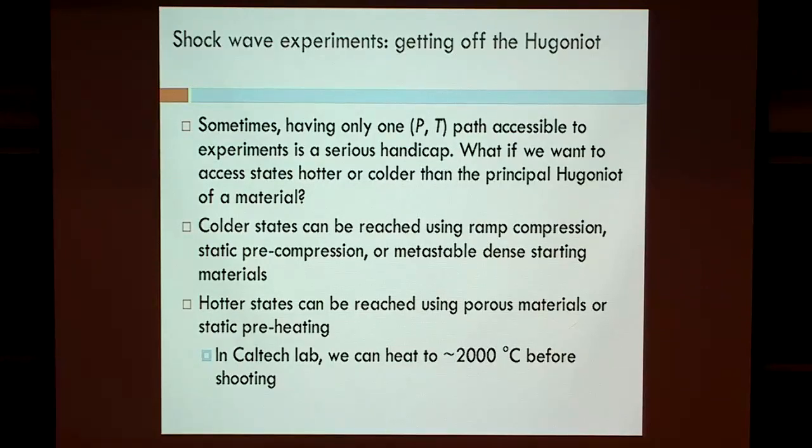Okay. If you want to get to a hotter state than the principal Hugoniot, and there are reasons you might want to do that, like if you want to get a point on the melting curve at lower pressure than where the principal Hugoniot crosses it, you can use a porous material. This is like the opposite of using a dense starting material. You do more work in compressing and collapsing the porosity, the sample gets hotter. Or you can preheat the sample. And we have the capability at Caltech to heat the sample to 2,000 degrees C before we shock it, and to measure that initial temperature.